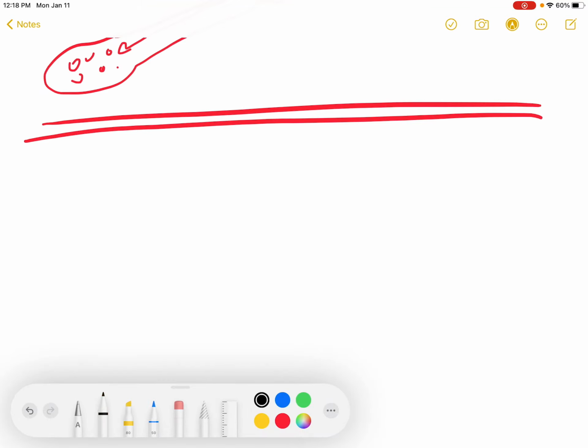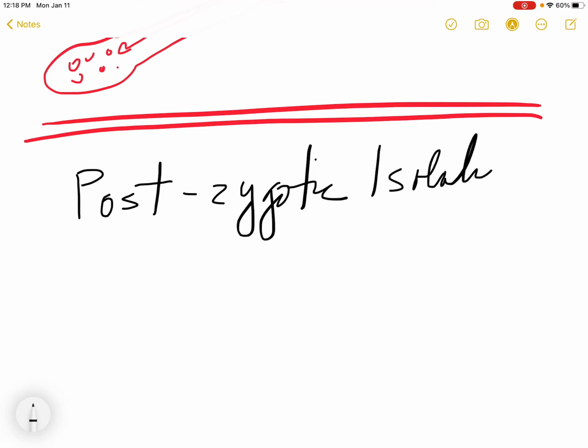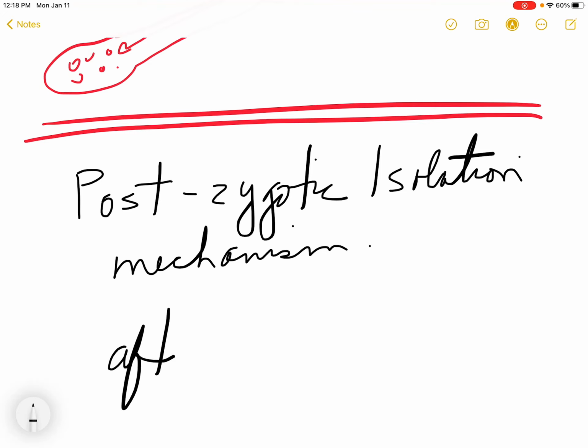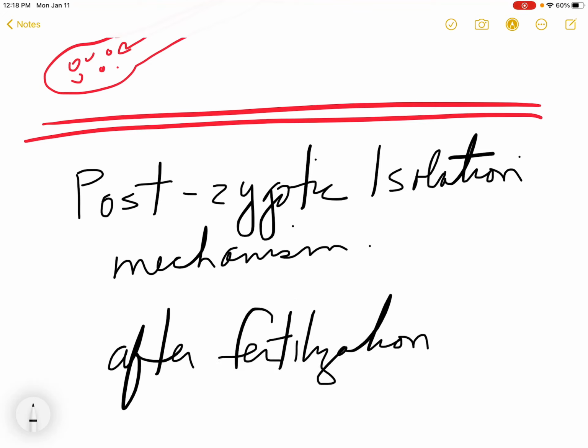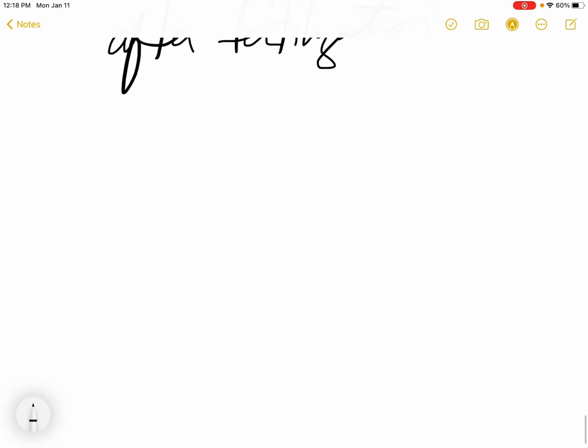Now, obviously then, we have also what are called post-zygotic isolation mechanisms. These are things that happen after fertilization, after the zygote has already formed. All right. And these have to do with, essentially, how the sperm and the egg sort of join together.